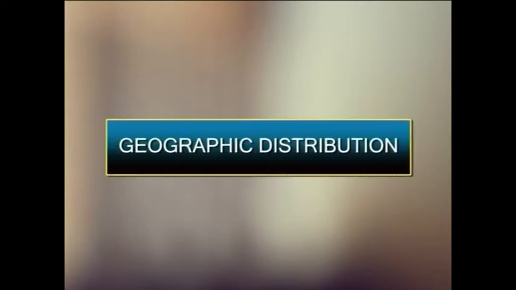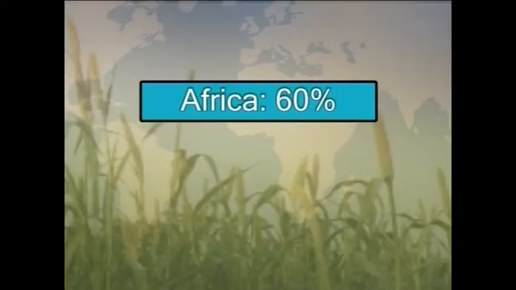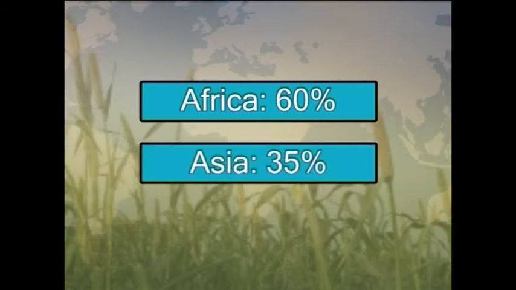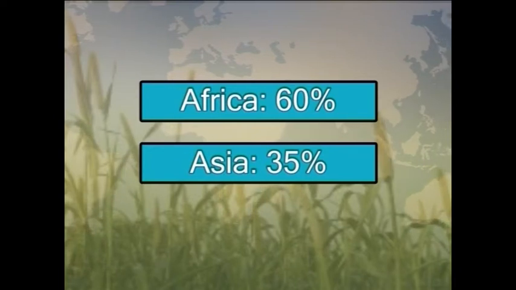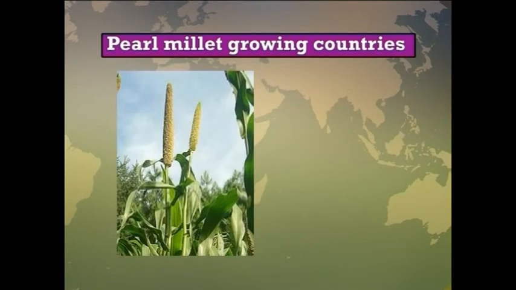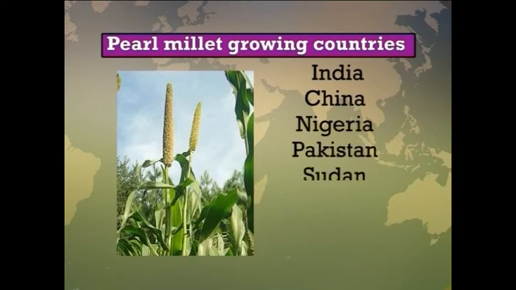Next, let's have a look at its geographic distribution. Pearl millet is grown mostly in tropical climates. It is widely grown in Africa as well as Asia. 60% of the world millet area is in Africa. Asian countries occupy 35% of the world millet area. The important pearl millet growing countries are India, China, Nigeria, Pakistan, Sudan, Egypt, Arabia, and Russia.